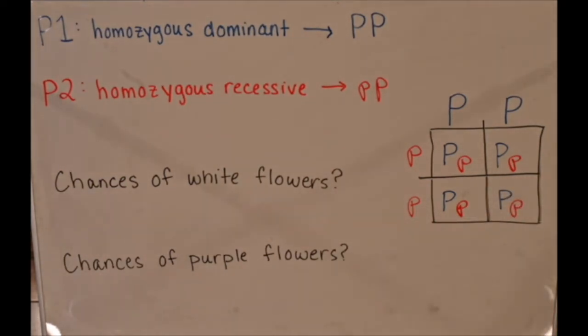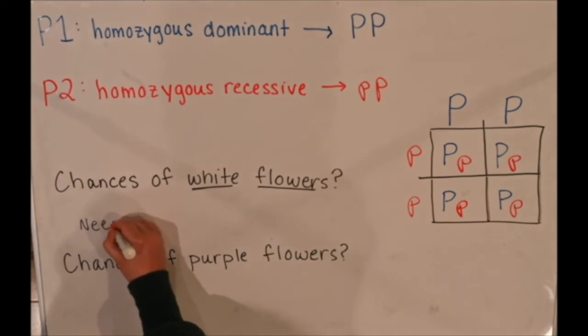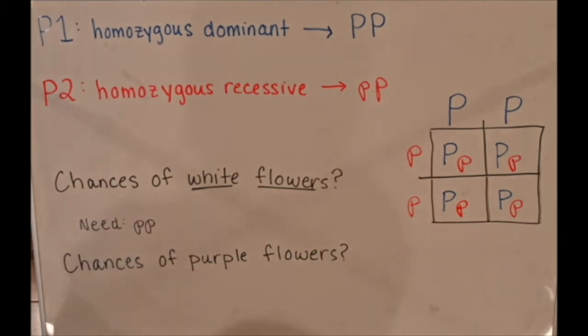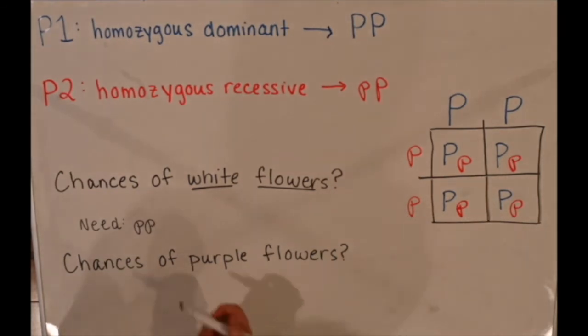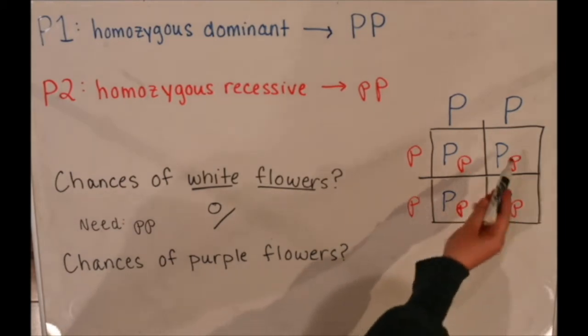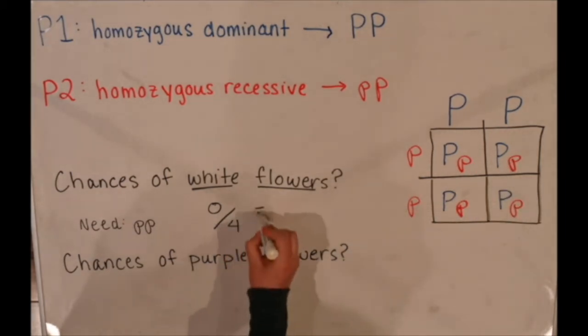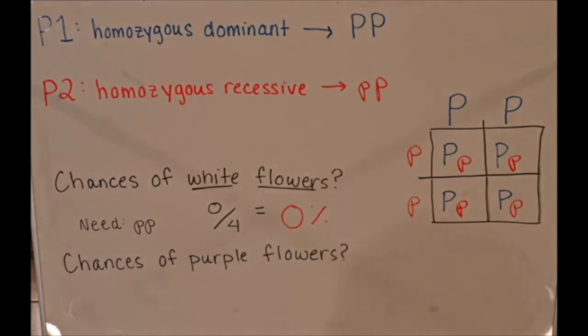So question 1a asks me what the chances are of white flowers. In order to get an offspring with white flowers, we know we need that homozygous recessive genotype, those 2 lowercase p's. If we look at the Punnett square, we have no instances of that, or no successful cases. So those 0 successes over the 4 total genotypes in the Punnett square gives us a 0% chance of the offspring having white flowers.